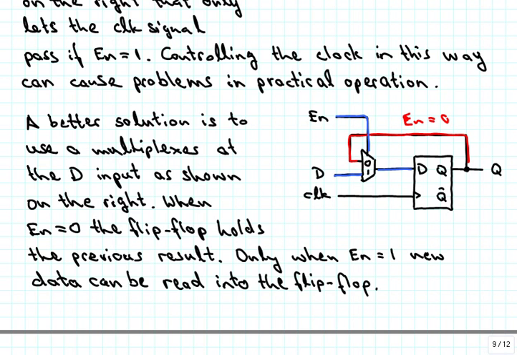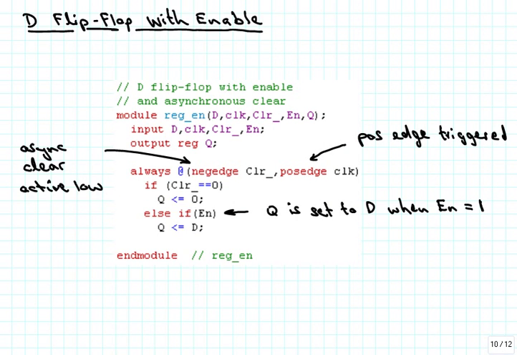So here is Verilog code for a D flip-flop with enable. As usual for D flip-flops, we have a D input, we have a Q output, we have a clock input, we have a clear input so that we can clear it at the beginning, and we also have the enable input. So everything here is just 1 bit. We just have one D flip-flop here. We have an asynchronous clear through the negedge of clear underbar. It's active low. And we have positive edge triggering on the clock.